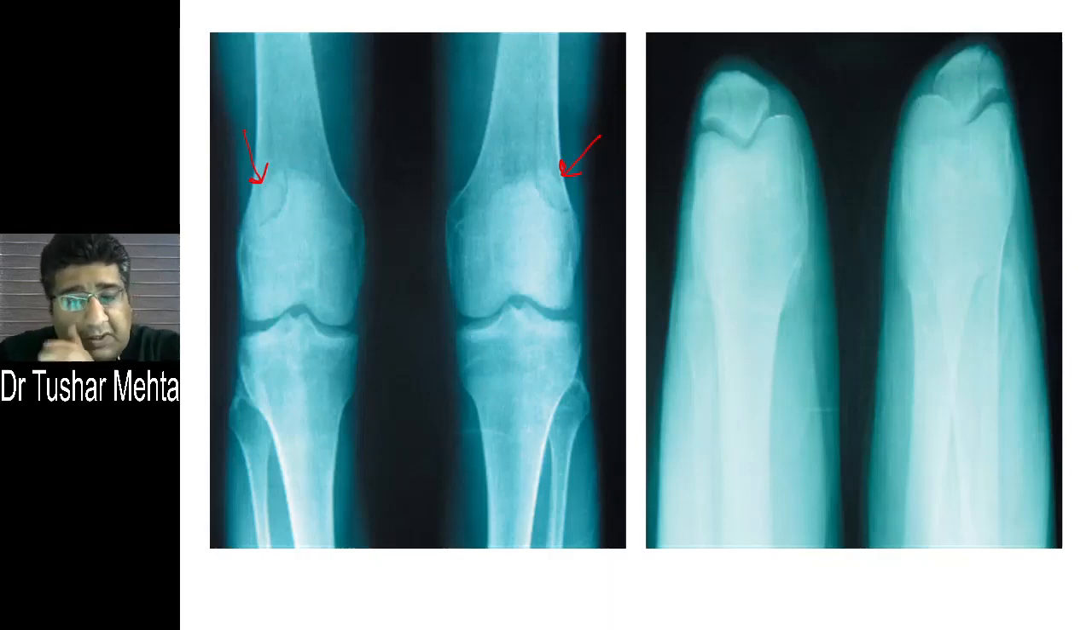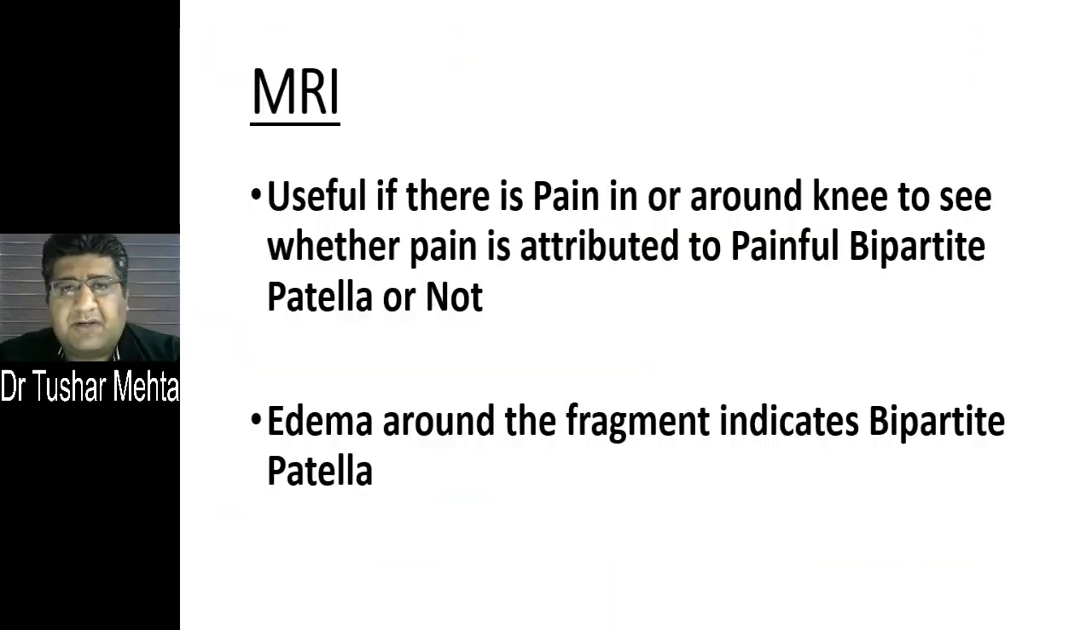Okay, now what you see is the skyline view, and I'm sure you can appreciate it like that. So this is a classical X-ray of the bipartite patella, which is usually asked. Now the bilaterality which is shown here should immediately take you towards a diagnosis of bipartite patella rather than any patella fracture. Now MRI, I have personally used an MRI in one of the cases.